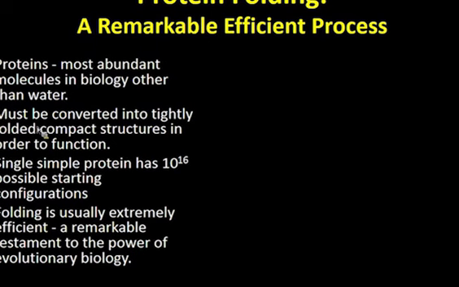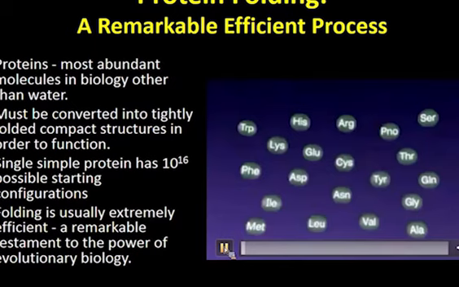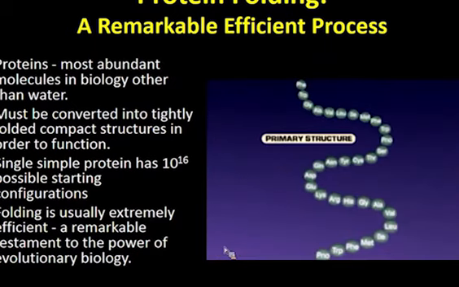So proteins must be converted from their primary structure into folded structures in order to do their job. And unbelievably, a simple protein has about a trillion different ways it can configure or fold. And so it's quite a testament to human biology that proteins fold in the right way and that we don't see more amyloidosis.